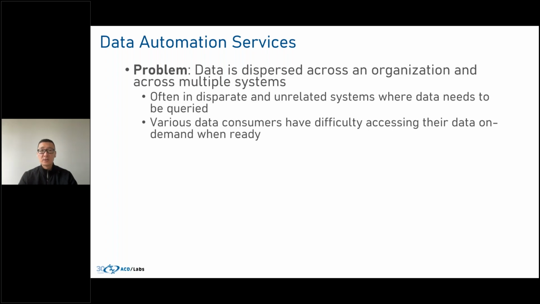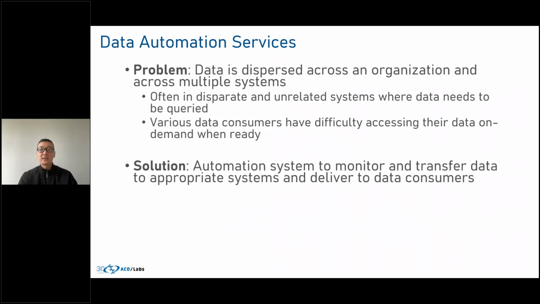So we have data consumers who have difficulty accessing that data on demand when it's ready, when it's required. So you need these automation services to be able to monitor and transfer to the appropriate systems and to really deliver that data when the data consumer is requesting it. And we've touched on the scientists in the lab, right? They need that data in terms of chromatograms, spectra, maybe some method information. If the data is processed, they need tabulated results. And they want to see that in some sort of interactive interface. Right? They want to see it. They want to perhaps reinterrogate that data.